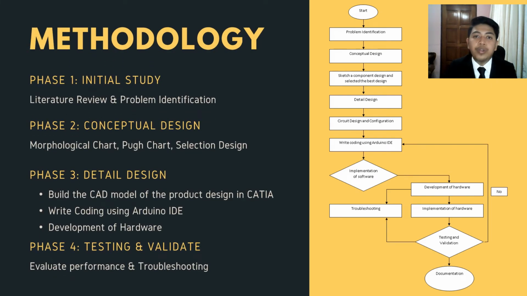This is the methodology for this project. There are 4 phases overall. Start with phase 1, initial study. In this phase, I go through literature review and problem identification. After that, phase 2, conceptual design. I create a morphological chart and path chart before making a design selection. Then, phase 3, detailed design. I built the CAD model of the product design in CATIA, write coding using Arduino IDE, and develop the hardware setup circuit. Lastly, phase 4, testing and validation. I evaluate the performance of Arduino as microcontroller and electronic components and troubleshoot if there are errors during testing.